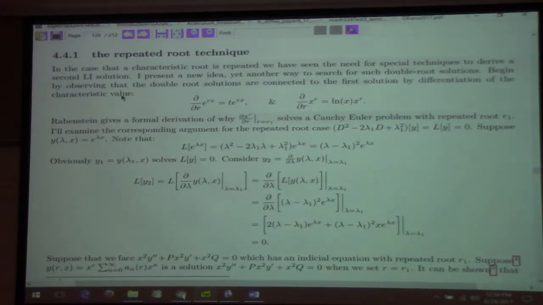But you see, my point here is differentiating. Differentiating with respect to the characteristic value, my one solution somehow generated the second solution. And look, it happened again over here. The derivative with respect to r of x to the r is the log of x times x to the r, by the usual differentiation of an exponential function, right? We're differentiating with respect to r is the thing. The base is x, right?